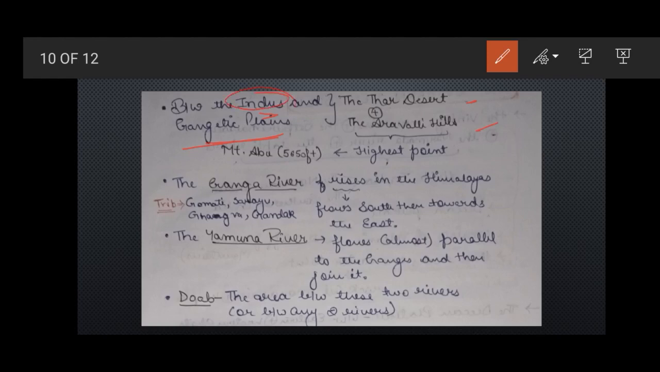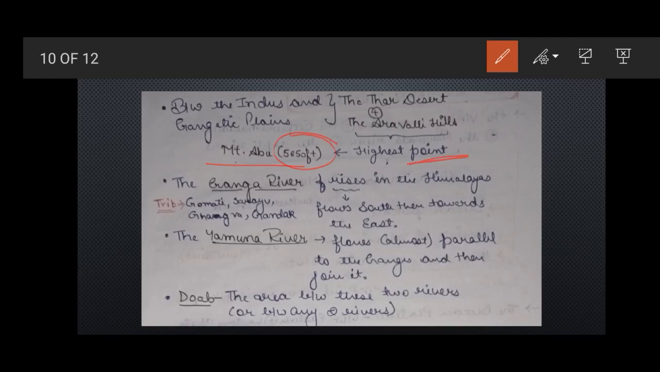In the physical map of the country, you can easily find the river Indus, and this is a region of the Gangetic plains. Between these regions we can find the Thar desert and the Aravalli hills. The highest point of these hills is Mount Abu, which is present in the Sirohi district of Rajasthan, and its height is approximately 5650 feet.